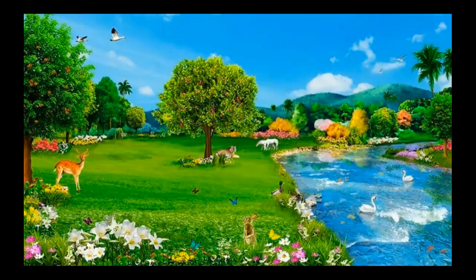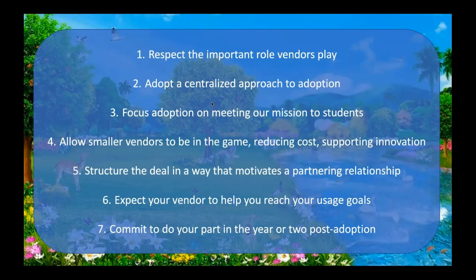All right. So here in a nutshell are my recommendations. Respect the vendors, adopt a centralized approach, focus adoption on our mission, allow these smaller vendors to be in the game, structure the deal in a way that motivates a partnering relationship, expect your vendor to help you reach your usage goals. They are not just about providing a product, they are also about supporting scaled use of that product, and commit to do your part too. Make it a real relationship. And those first few years of the relationship should be critical.